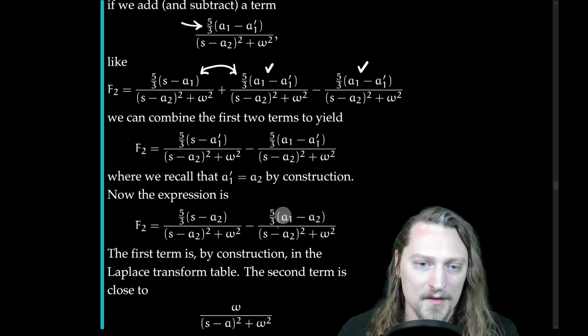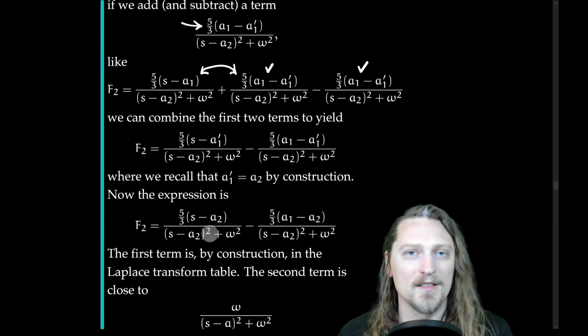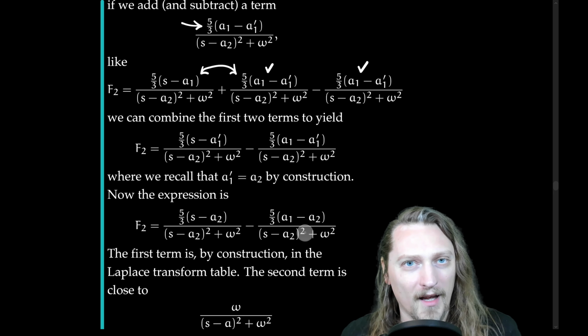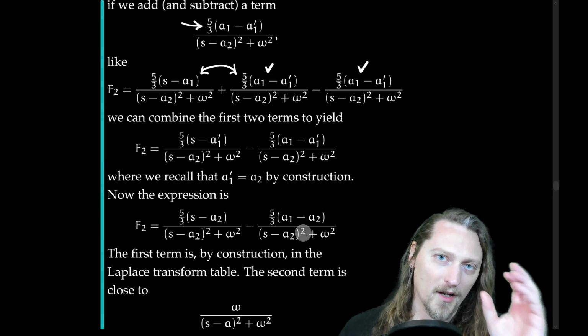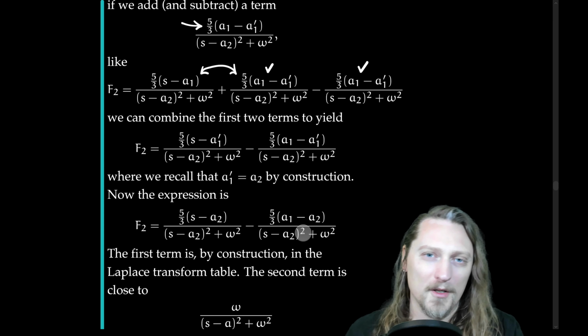So now this is the expression, and this first term we know is in the transform table. The second term we want to look at. So it could be the case you do something like this. You force one expression to equal something. The other expression could end up causing a new problem.